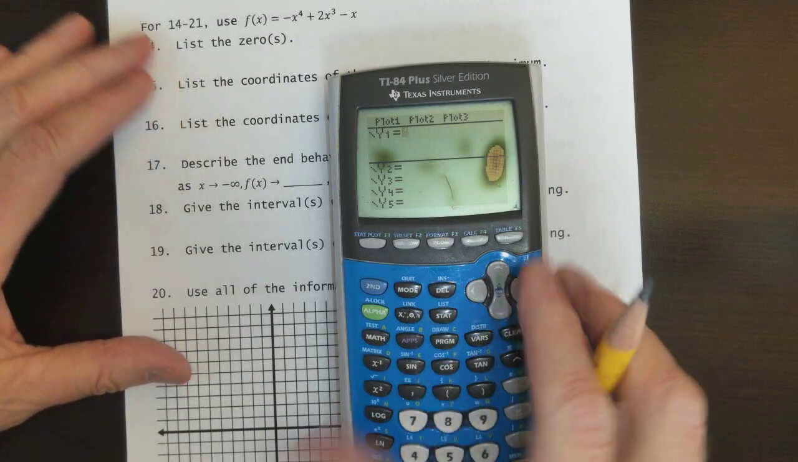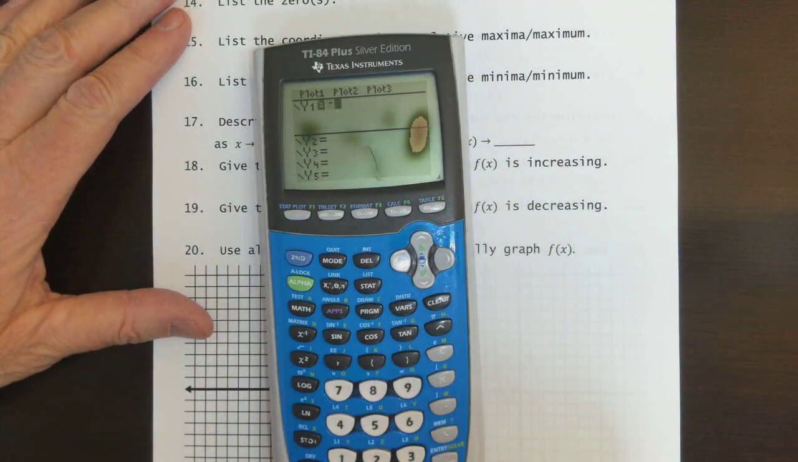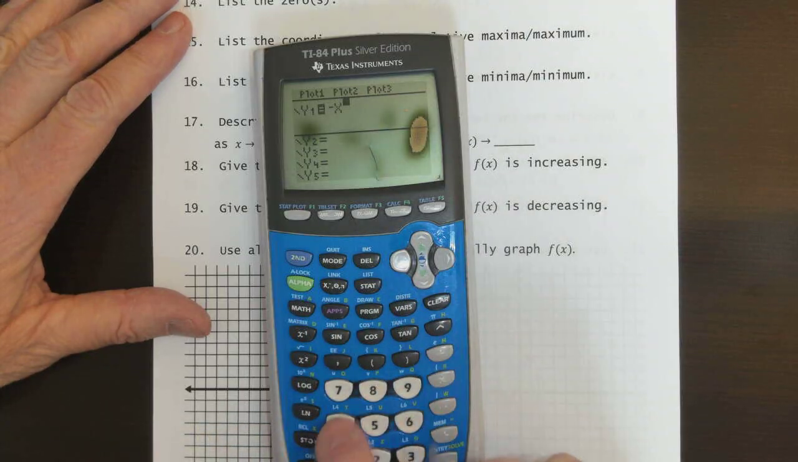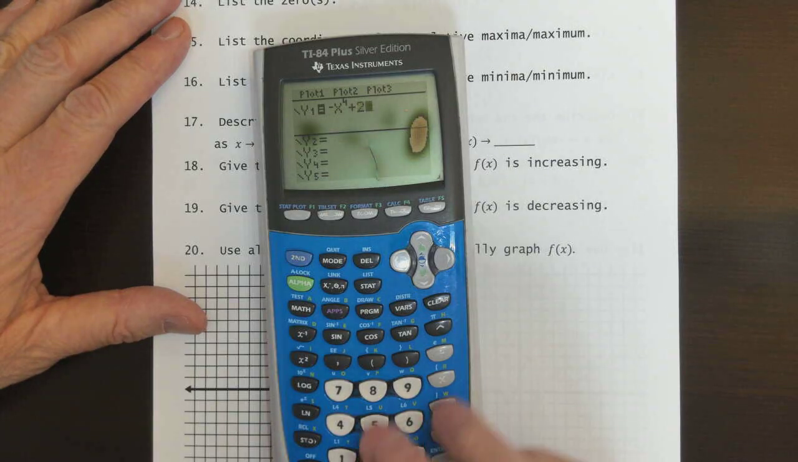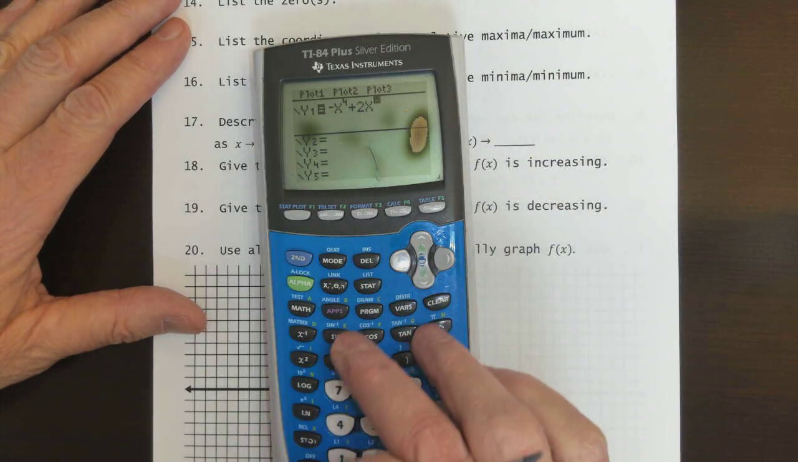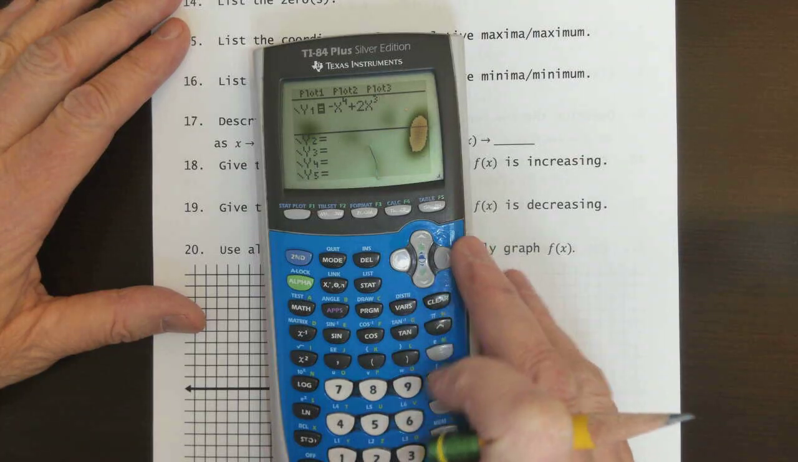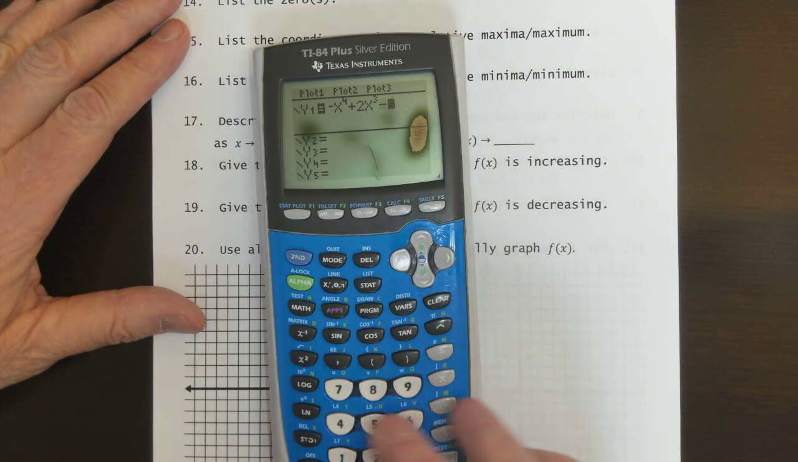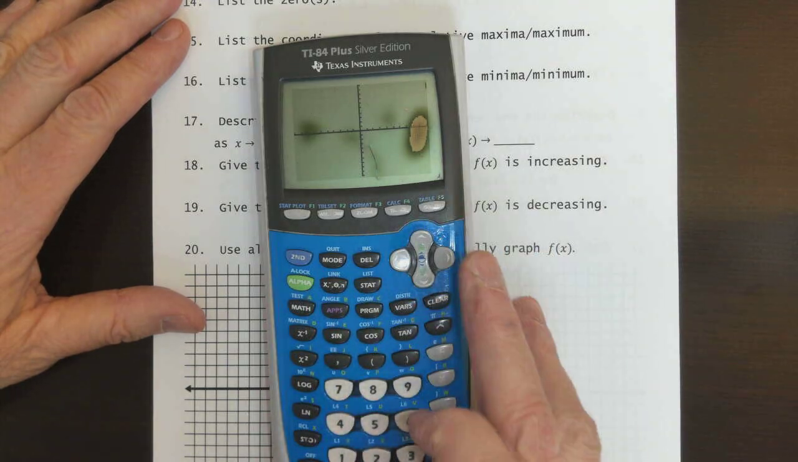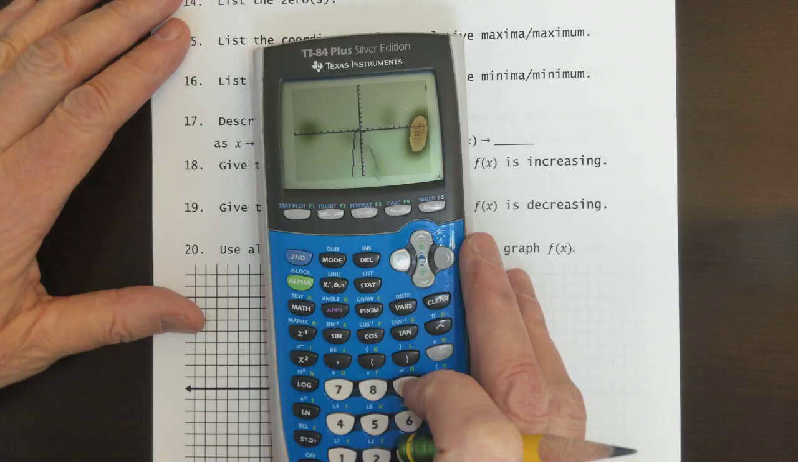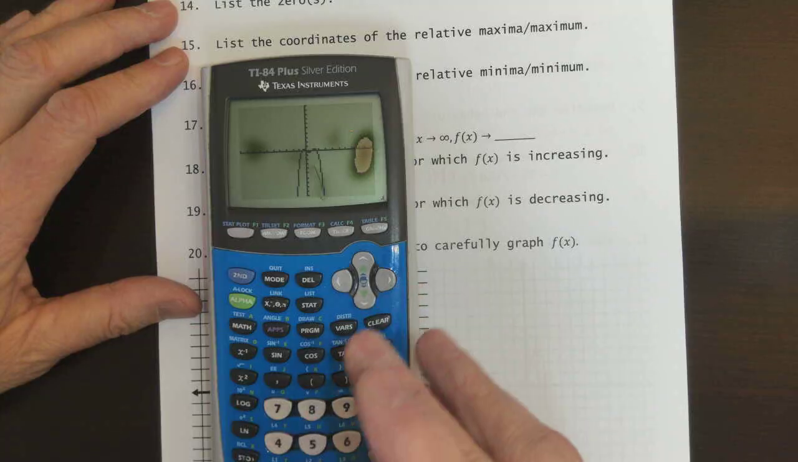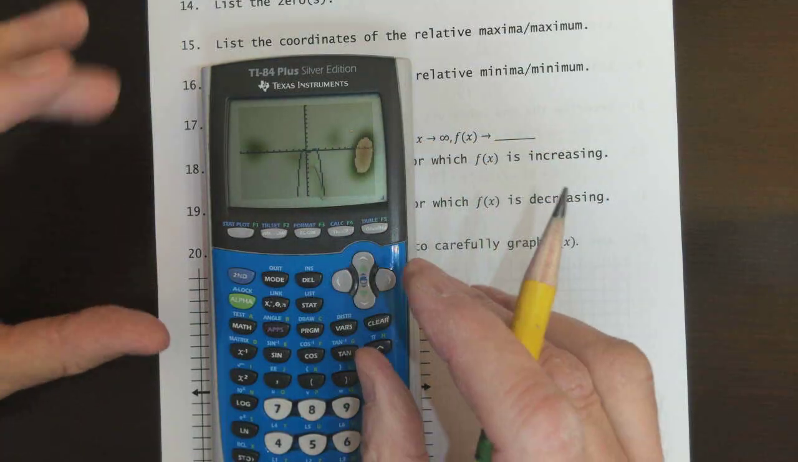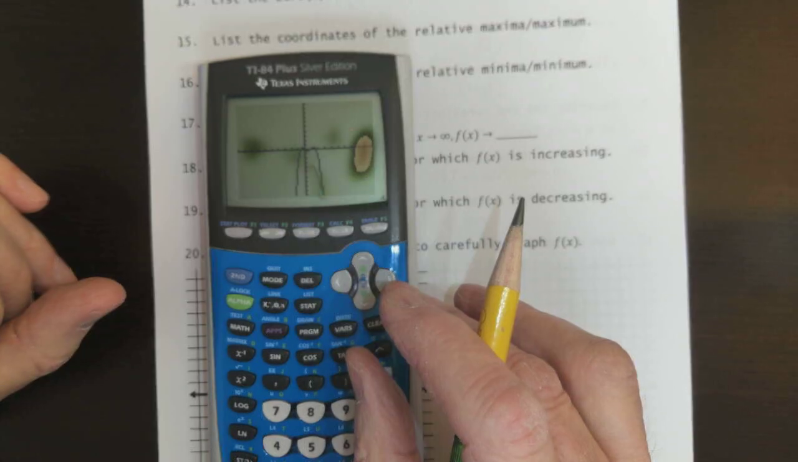Okay, I'm going to change my equation now. I'm going to clear this one out and go negative x to the fourth, plus 2x to the third, minus x. I'm going to graph that. Okay, it's going to be hard to see. I think we actually have a couple of zeros there.